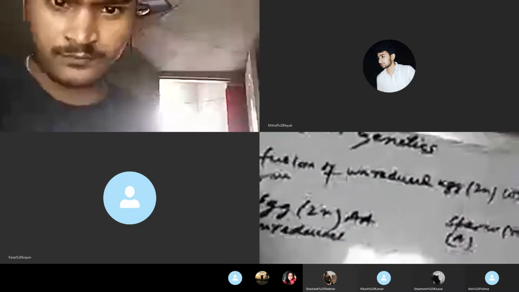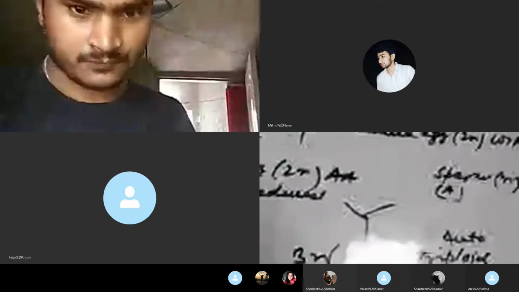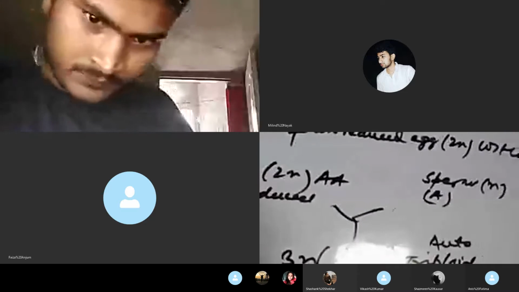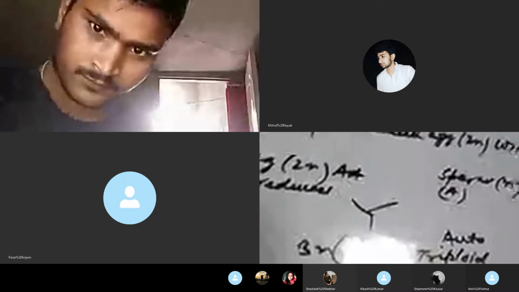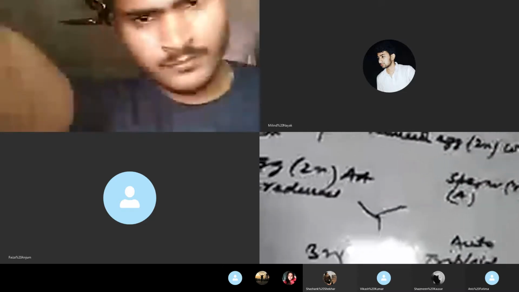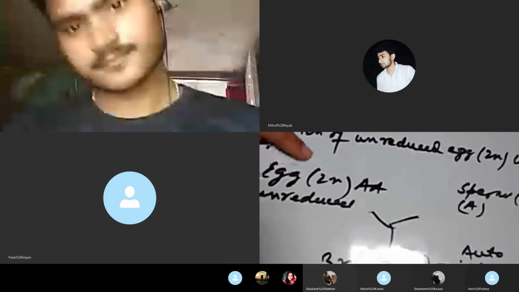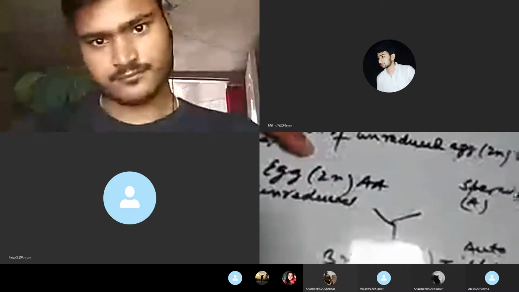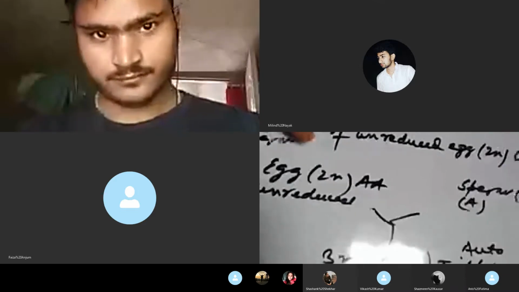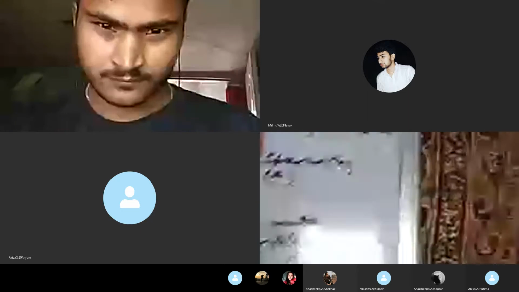In the third method, there is a fusion between an unreduced female gamete and a normal male gamete. What is the meaning of unreduced female gamete? You know that meiosis, the reduction division, takes place during the formation of gametes. If meiosis fails, the egg will have two sets of chromosomes, not a single set, and such an egg is called an unreduced egg. Such eggs are generally haploid, but if meiosis fails, the egg will be diploid, and the sperm is normal.